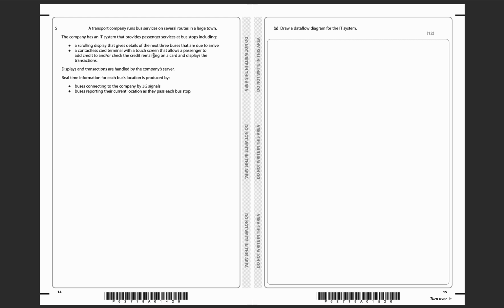a contactless card terminal with a touch screen that allows a passenger to add credit to or check the credit remaining in a card. Okay, so there will be a touch screen display, something like that. So when they touch the card, they can see the remaining balance, and besides that they can also pay the fee for the transportation. Display and transactions are handled by the company server. Okay, so the company server manages what will be displayed and how the transactions will be handled.